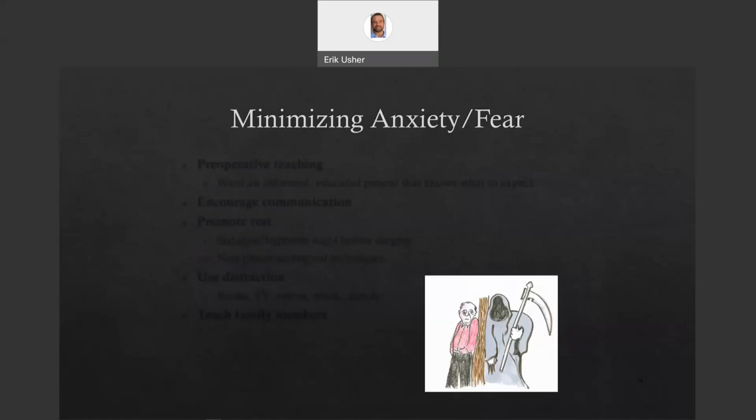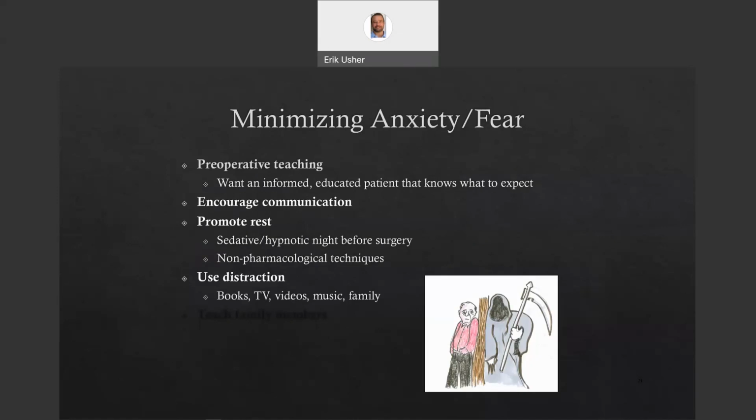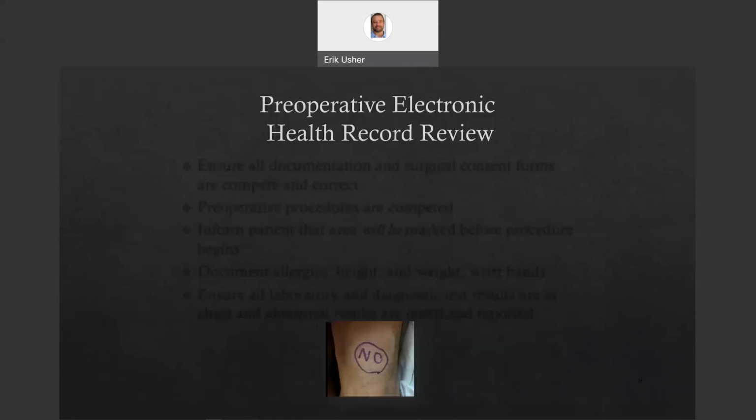Minimizing anxiety and fear. So what do we do? Well, preoperative teaching. We want to inform them, educate the patient so they know what to expect, encourage communication, promote rest, sometimes a sedative or hypnotic the night before surgery, or non-pharmacologic techniques, meditation, stuff like that, whatever's going to work for that patient, mindfulness exercises, and use distractions, books, TVs, videos, video games, music, family. Just about everybody's got a phone these days, which has got all of those on it. And teach the family members. Let them know what to expect because they're going to be with that patient.